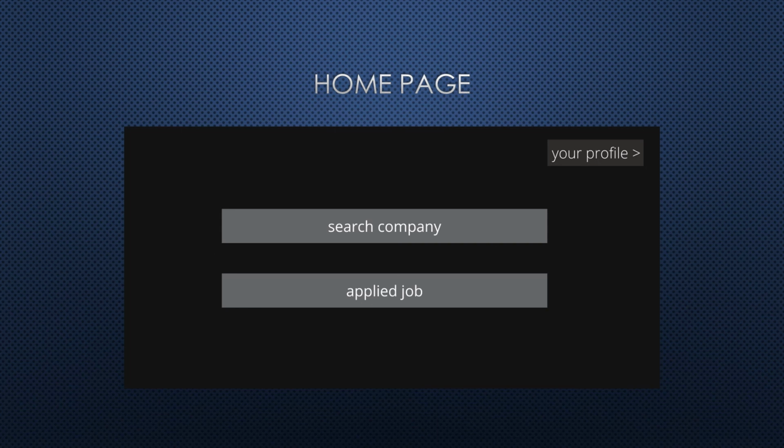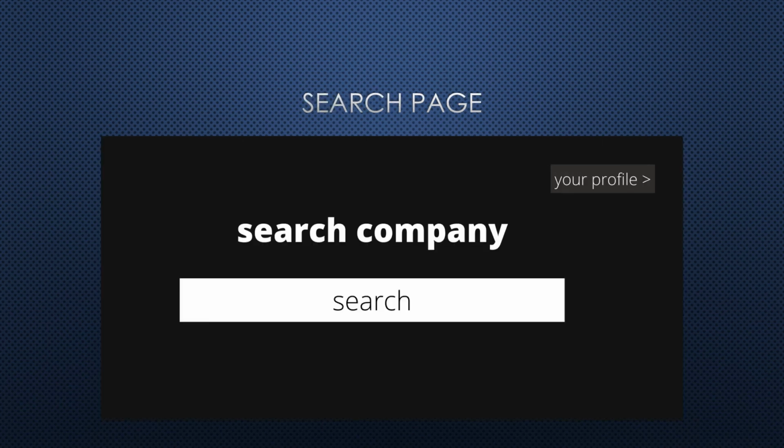After signing in, the website brings the user to this page. The user can search the company and apply for the job by clicking the search company button. The user can click the list and the reply for jobs that the user has applied to by clicking the apply job button. The user can also check and update their profile by clicking the your profile button. The user will be brought to this page if the user clicks the search company button. The user can search for the company that the user wants to apply to on this page.